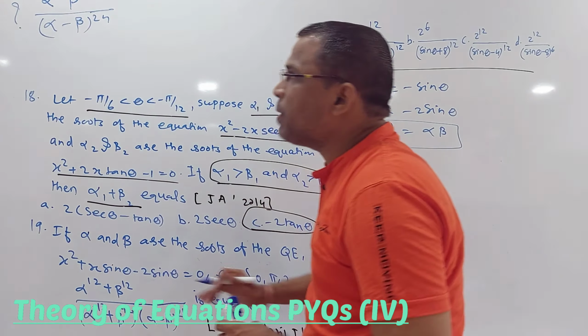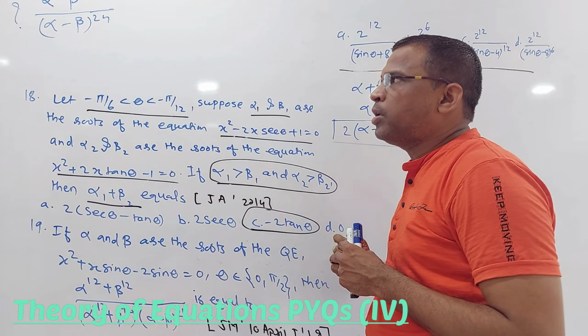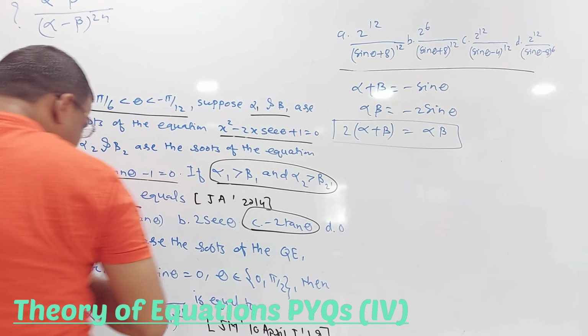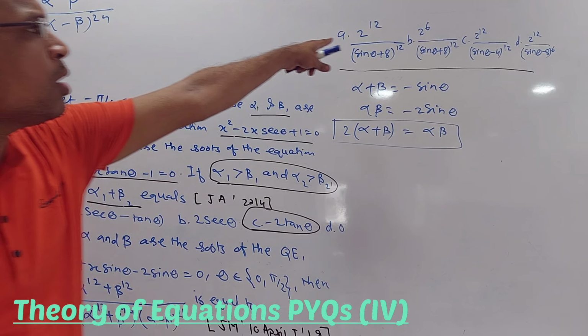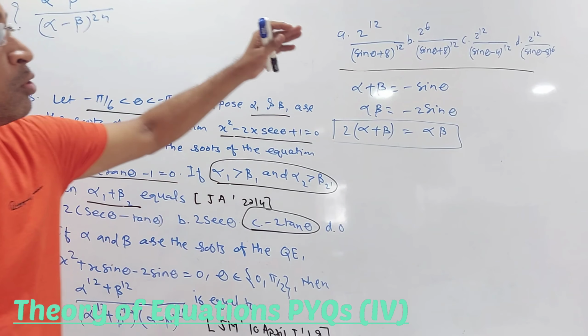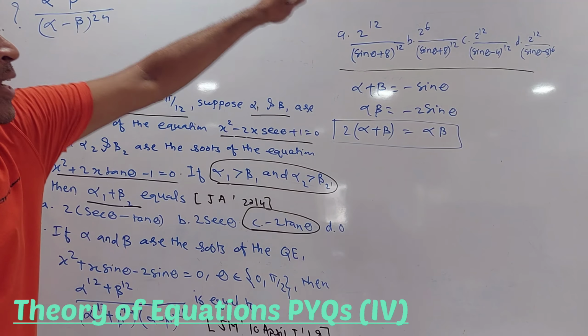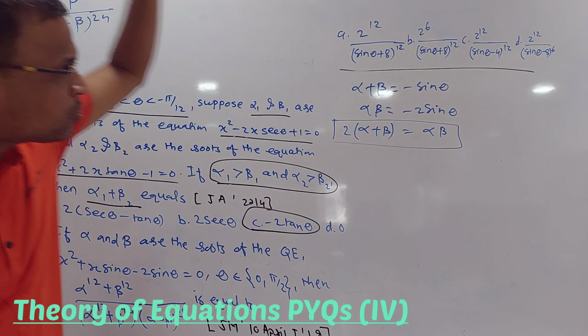You are left with alpha power 12, beta power 12 upon (alpha minus beta) power 24. That is something they are asking, and we have that kind of option. Make a note of the option also. Fine, because we can't go beyond that, because it's not the final answer. It can be simplified further, but we have to stop there.